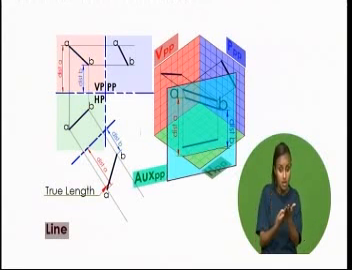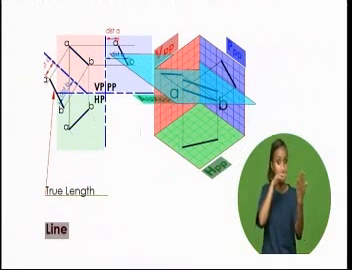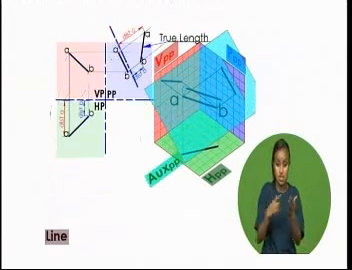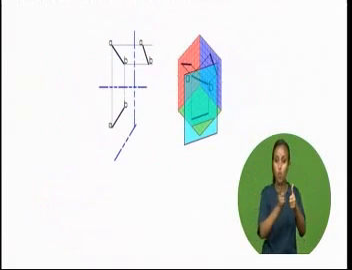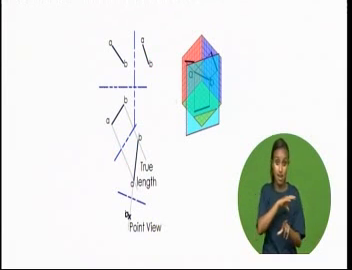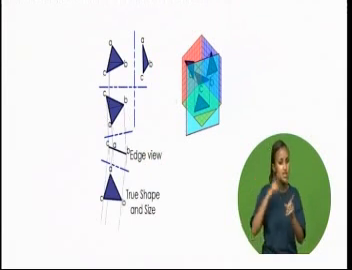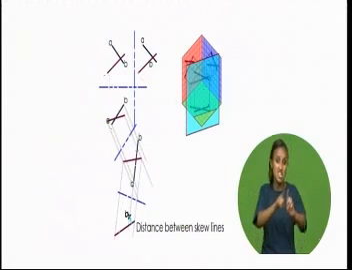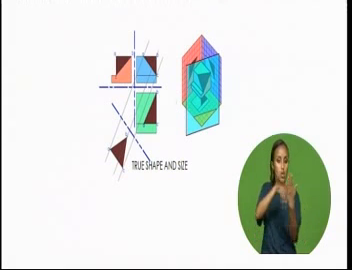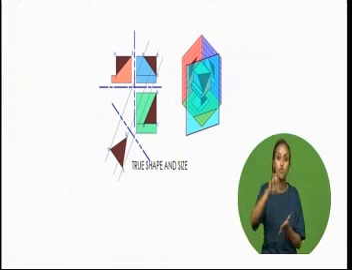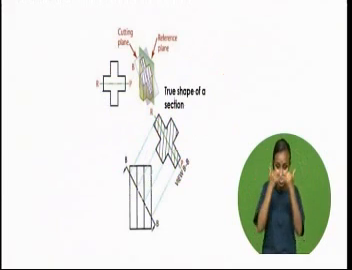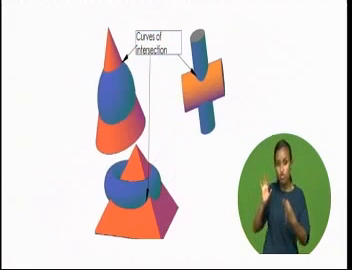Even though there are an infinite number of auxiliary planes, specific auxiliary planes are chosen for a specific object according to its surfaces. Auxiliary views are used for determining the true length and inclination of a line, the point view of a line, and edge views of a plane, the true shape and size of a plane, and the distance between two skew lines. In the case of today's lesson, auxiliary views are used for determining the projection of solids. Auxiliary views are also used to find the true shapes of sections of solids and curves of intersections.